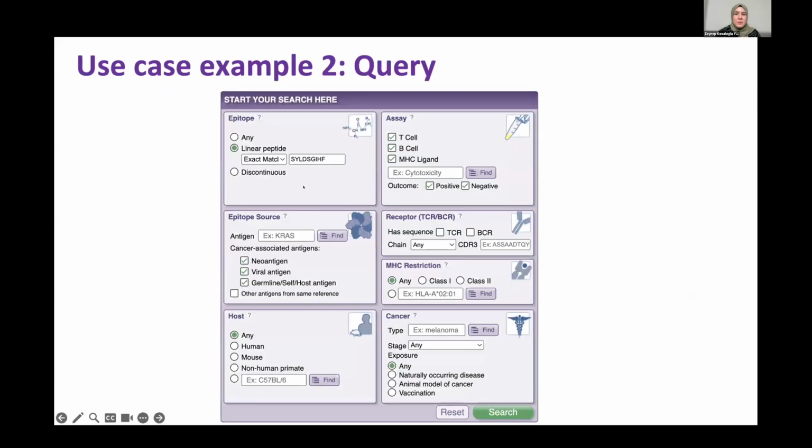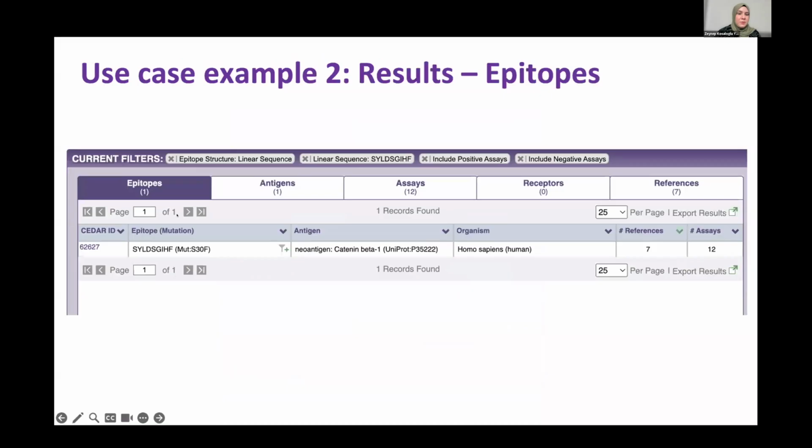So for that, we take the specific epitope sequence, and then we can put it in here, and we leave it at an exact match. And then we check both positive and negative, again, because we want to see if the peptide has already been studied and it was negative. That's also important to know in this context. And then we click search, and then we get the result.